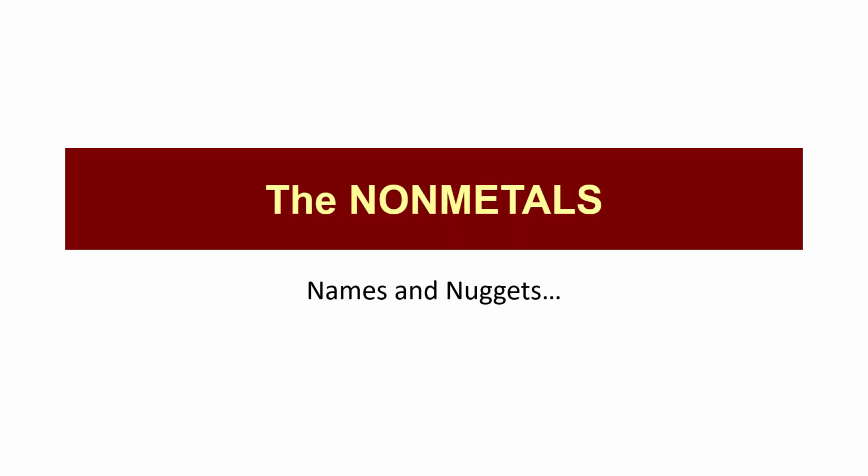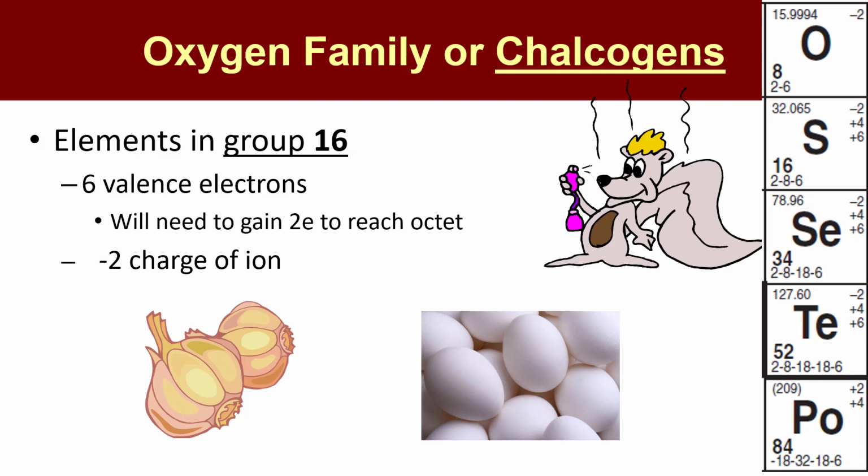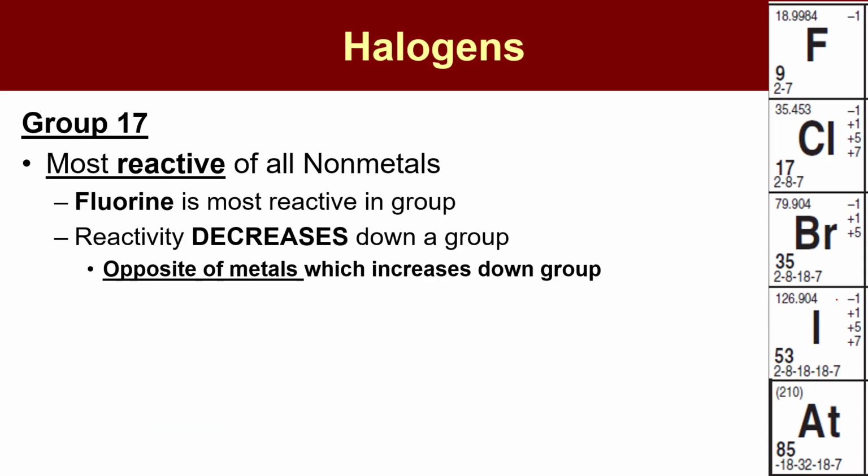Let's now close this video out by talking about the nonmetals, the names and the nuggets which you guys need to remember. Let's begin with the chalcogens, which we said before is group 16. That is your oxygen group, and you will notice that all of the members in the group are close to an octet, but not that close. They all have 6 valence electrons, and they'll need to gain 2 electrons to reach that octet, which is why, if you look, all of them have the most common ionic charge of a -2, indicating they will pick up 2 valence electrons.